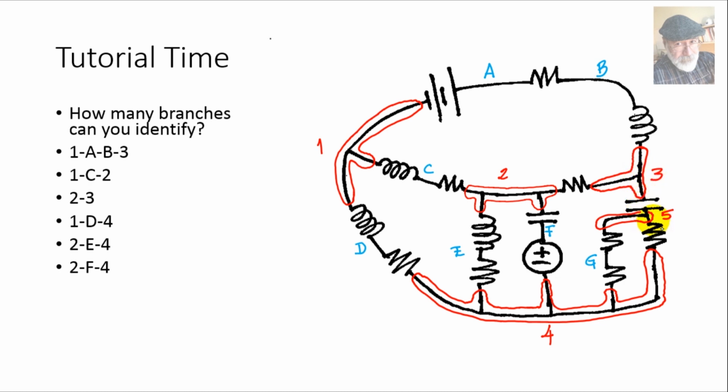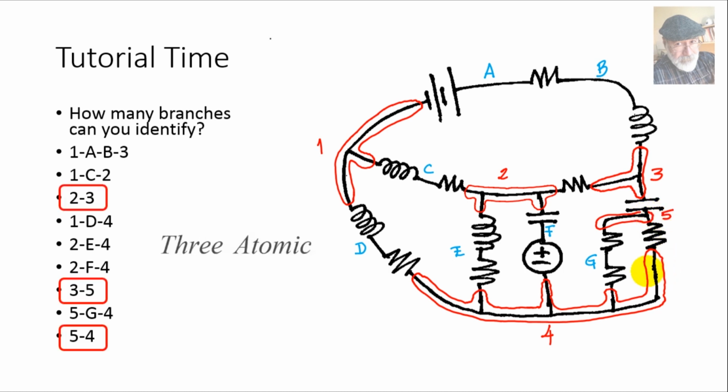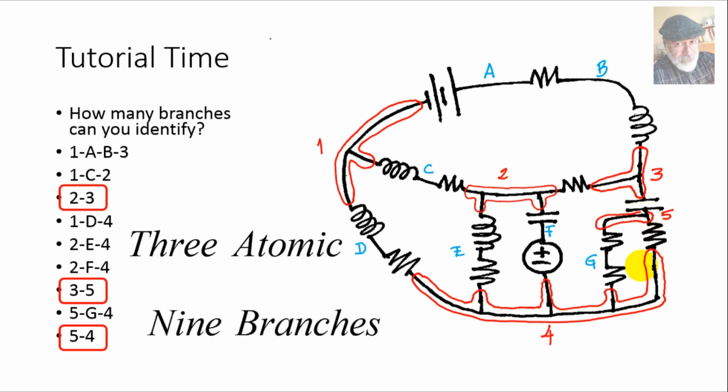And this atomic one between 3 and 5, 3, 5. And 5G4, and the last atomic branch between 5 and 4, 5, 4. So we have 3 atomic branches, 2, 3, 3, 5, and 5, 4. We have 9 branches all counted. Was that your count too?